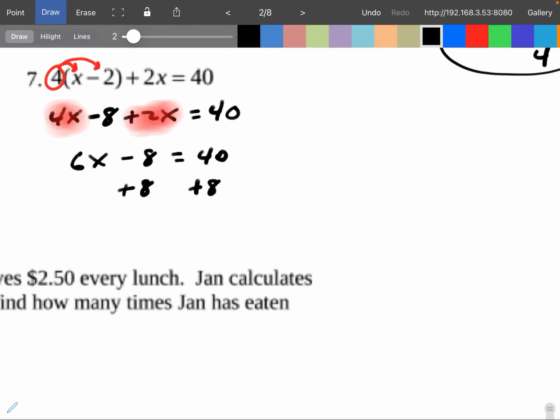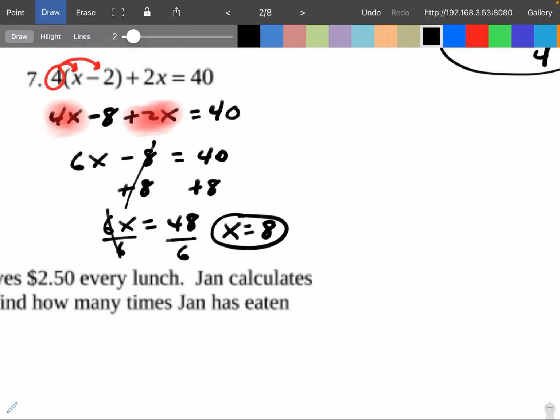Yeah, add 8. Good. Add 8 to both sides. And then these 8s cancel out. Negative 8 plus 8, that's 0. Then we bring down the 6x, and that's going to be equal to 40 plus 8 on the right-hand side, which is 48. And then how do we finish? Divide by 6. So again, we're dividing both sides by whatever number's in front of that variable. The 6's cancel out to make a 1, so we get 1x equals 48 divided by 6, which is 8.